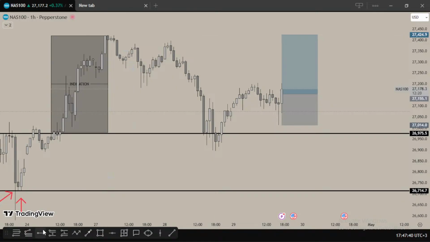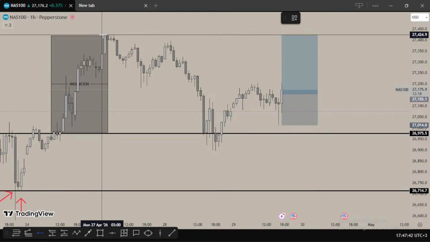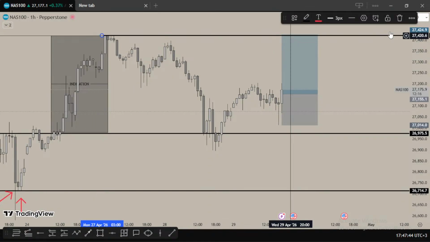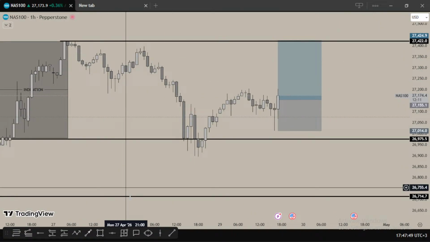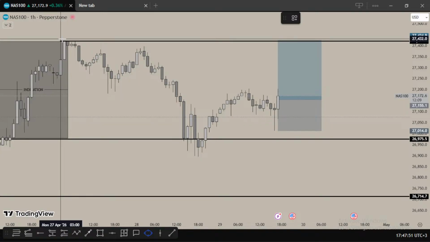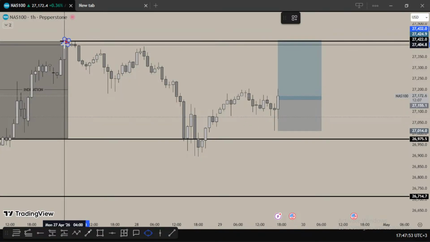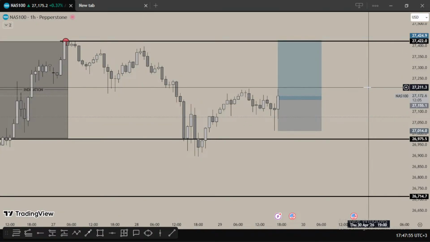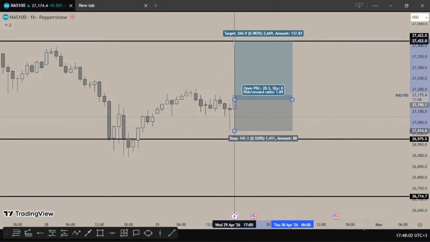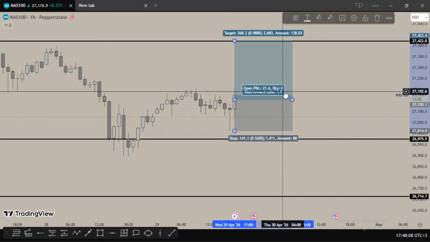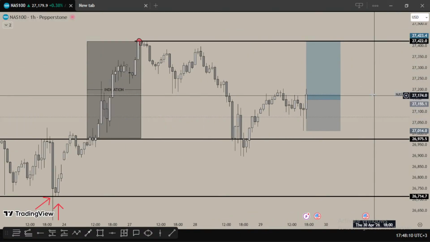Let me delete that level. Now this high can get recognition by the horizontal ray. I want to mark that as a level of sellers. Yeah, something like that. So yeah, clean 1:2. That is a clean 1:2. Yeah, you can execute this trade.